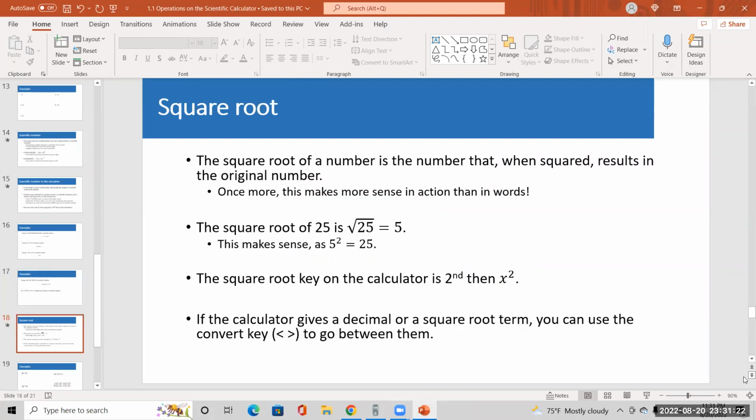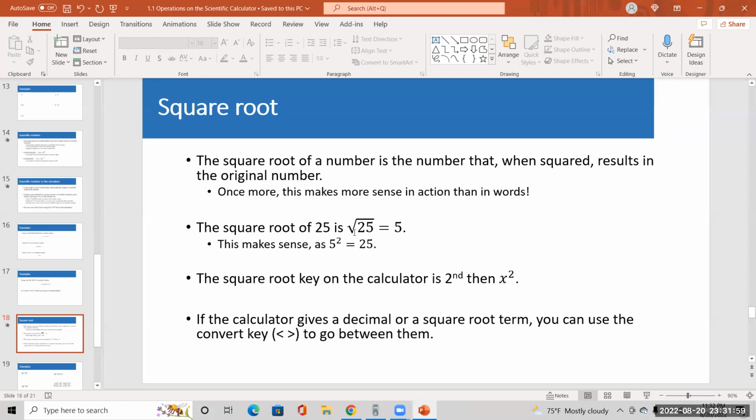Okay, let's move on from scientific notation and let's talk about square roots. So the square root of a number is the number that if you square it, it gives the original number, okay? This is really confusing for a definition. It makes a lot more sense when you actually see it, okay? The square root of 25, we can mark it with this little thing called a radical, is this square root of 25. So what times itself gives you 25? Well, 5 times 5 is 25. So the square root of 25 is 5.